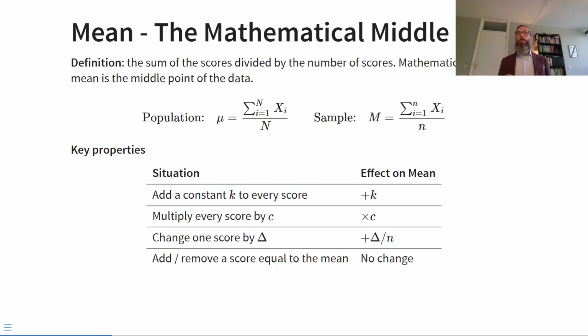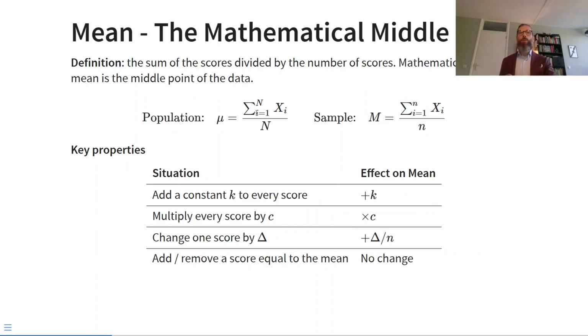On to the next topic, measures of central tendency. These tell you what is the most likely score to expect in your sample. We'll start with the mean, which you can think of as the mathematical middle point of your sample. We calculate it by adding up all of the scores in our sample and dividing that total by the number of scores in our sample. That makes it mathematically the middle point of the data.